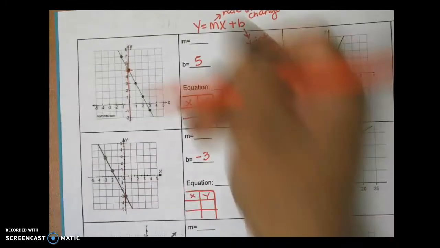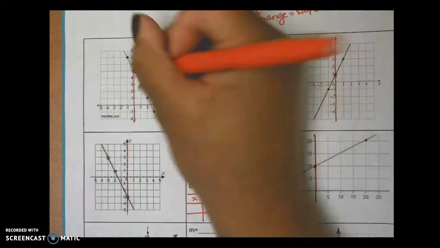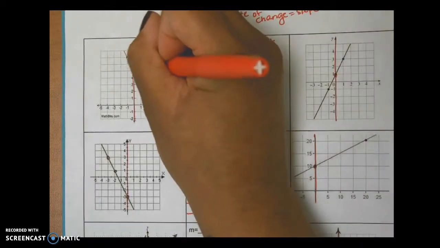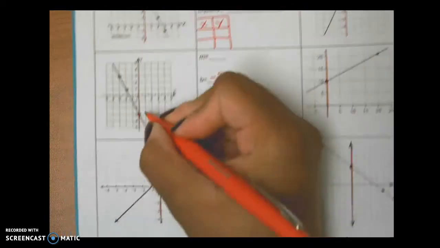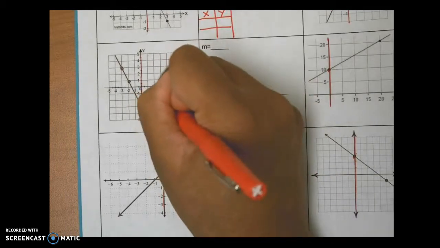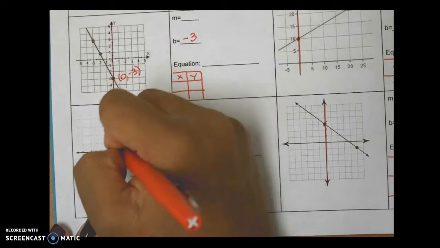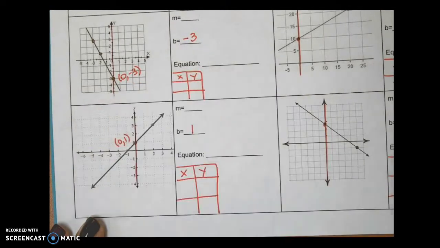So here I need to choose 2 points. It's best to use the point that crosses the y-axis. This is 0, 5. This one here is 0, -3. This one here is 0, 1. Now you might wonder, how am I getting 0 and 1?